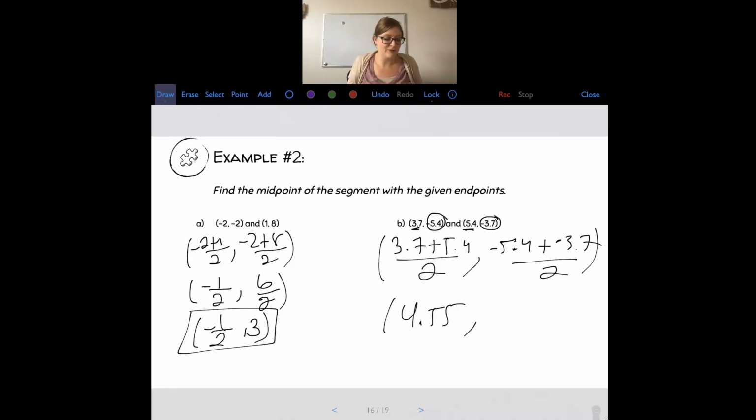And what that's doing is only dividing the 5.4 by 2, not the entire thing. So either you need to put this in parentheses and then divide by 2, or do 3.7 plus 5.4, hit equals, and then divide that by 2, because you're dividing that entire sum by 2. Just some help with the calculator there. And I'm doing the same thing for the y coordinate of the midpoint, -5.4 plus -3.7 divided by 2. And this is -4.55. So this is my final answer here.